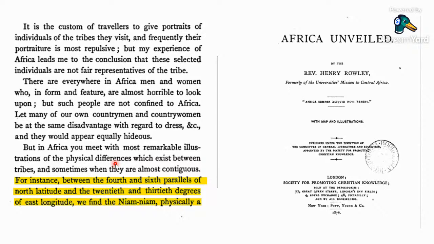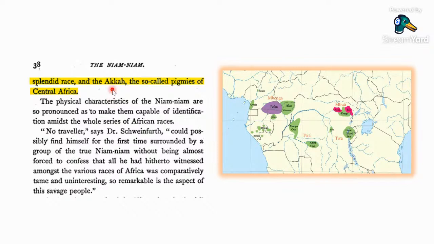For instance, between the 4th and 6th parallels of the north latitude and the 20th and 13th degrees of east latitude, we find the Nam Nam, physically a splendid race, and the Akha, the so-called pygmies of Central Africa. All right, so again, I'm starting to deal with West and Central Africa to try to expound on these tribes or these people who could be descendants of this man named Judadas that Josephus made mention of, who would be in turn a descendant of Ham.